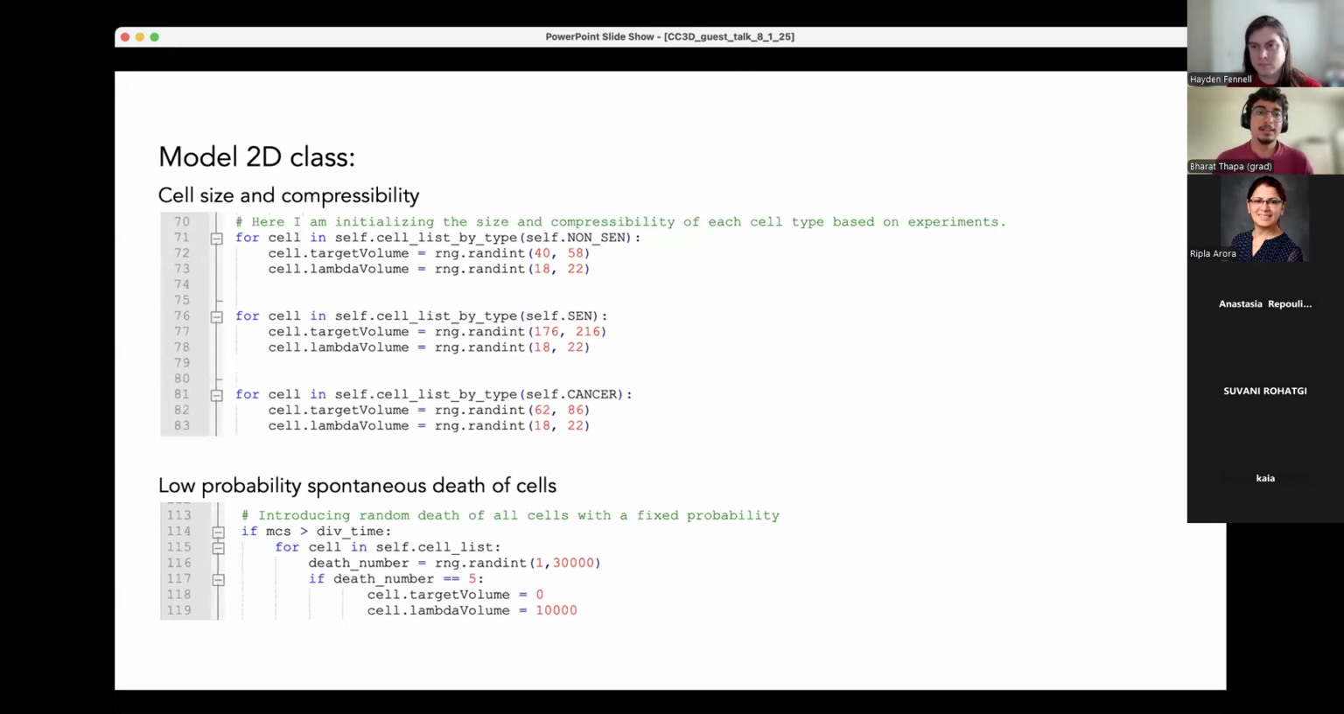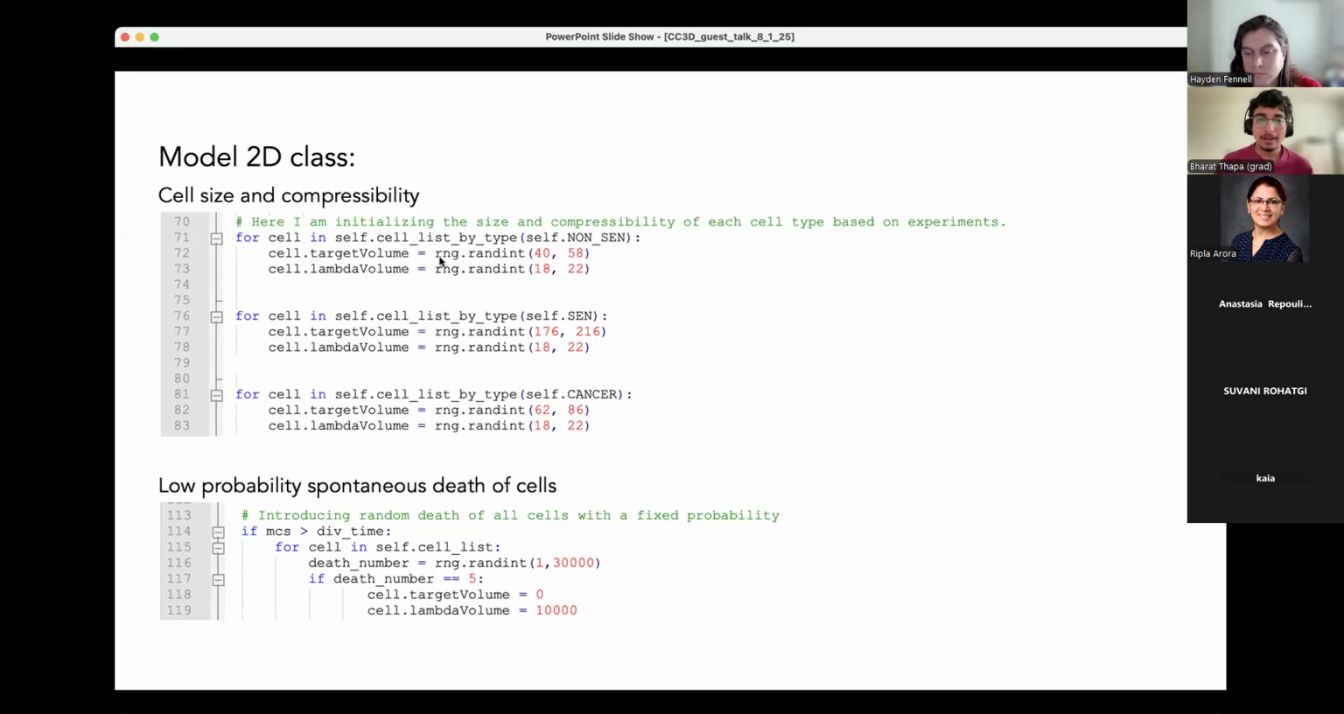The next code in the same class is the part where I'm initializing the sizes of these cells and how compressible they are. When I looked at my experiments, I took some idea of how big these cells are by measuring them under the microscope, and then I implemented the relative sizes based on that. Once they become confluent, I did not see any changes in compressibility, or they were equally compressible. So I just implemented some number.